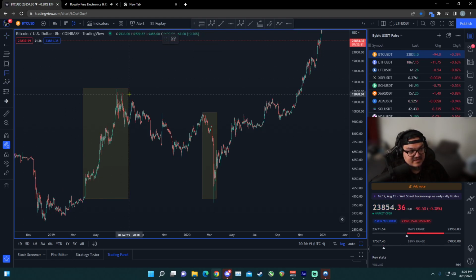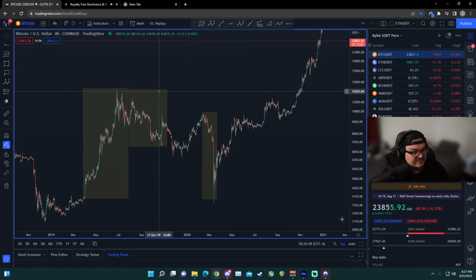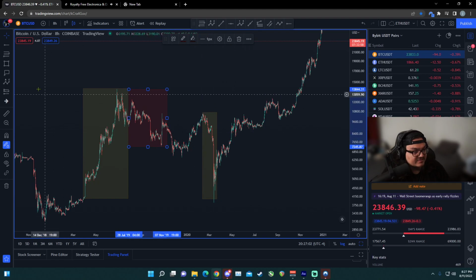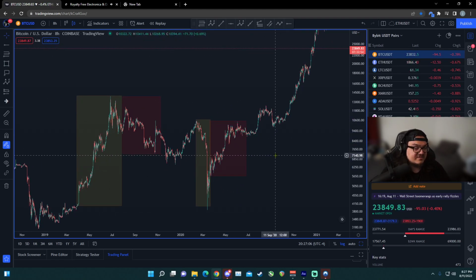So technically, this would be a correction. Oh, that's wrong. This would be a correction. I'll just change the color of that. That did not work. I'll do red. But apparently, this is a correction. So that's the basic idea.